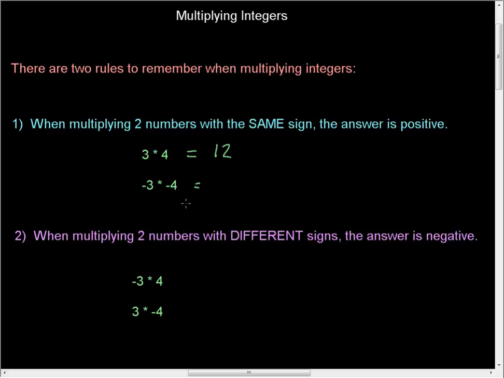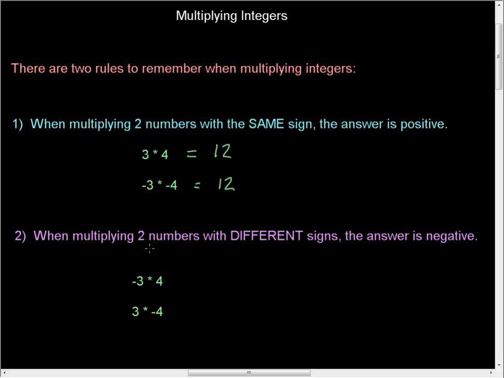Okay, when you multiply two negatives, you're really saying take 3 times 4 and take the negative of the negative. And so you can kind of split it up that way. Well, the negative of a negative, or the opposite of a negative, is a positive. And so you still get a positive 12. So when the two numbers are the same sign, you get a positive number.